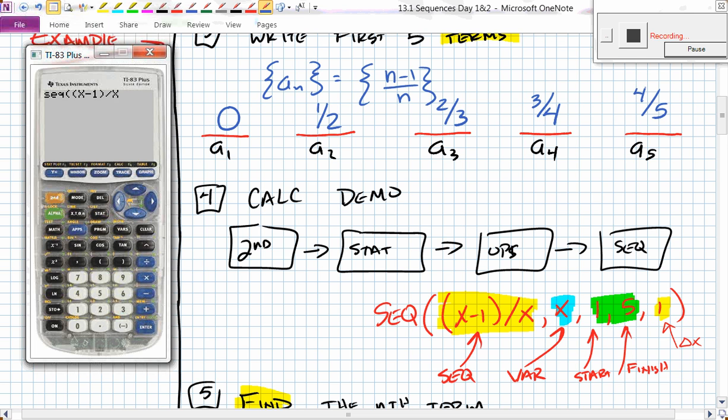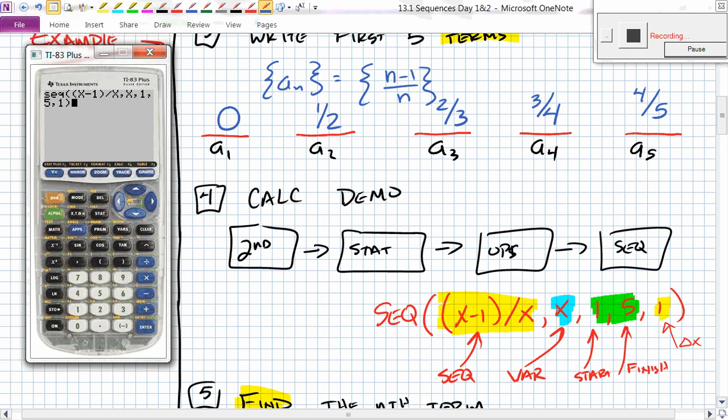So we're going to say, okay, calculator, put a comma here. We're going to say focus on x, please. Comma's above the 7, sorry. Then we're going to say comma. Go starting from a domain value of 1, comma, to a domain value of 5, comma, please increase by 1s, and then close your bracket.